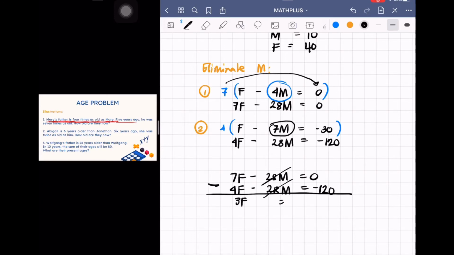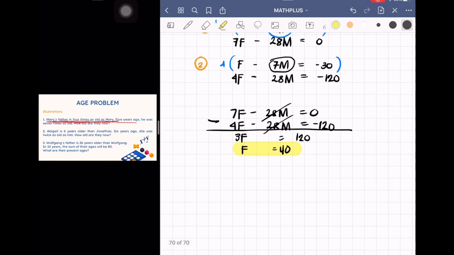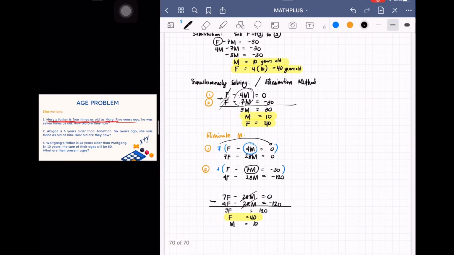Equal to 0 minus minus. So, that's 0 plus 120. So, dividing both sides by 3, I will get f equal to 40, which is the father's age, which is similar to what we were able to solve. So, in that way, ganun pa din, you'll end up with m equal to 10 years old. So, definitely, this one's the solution.